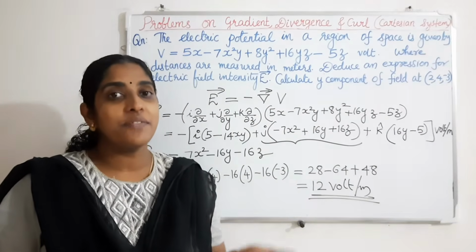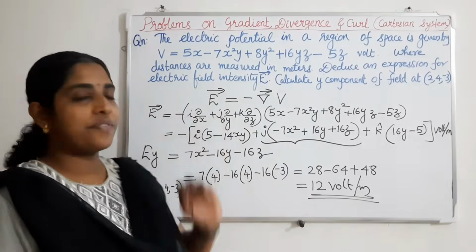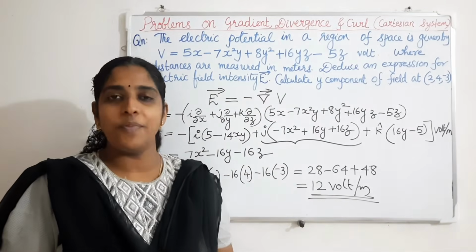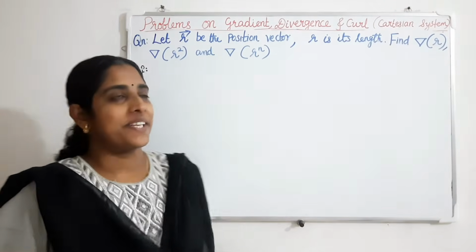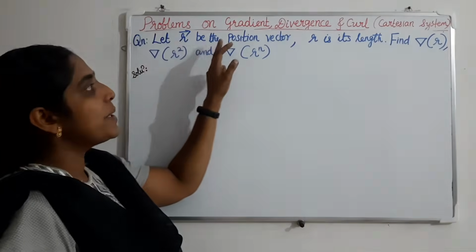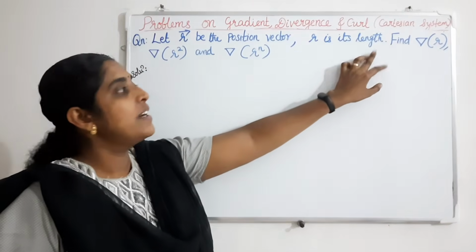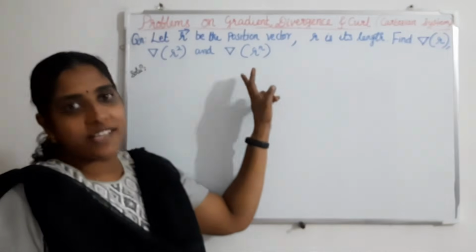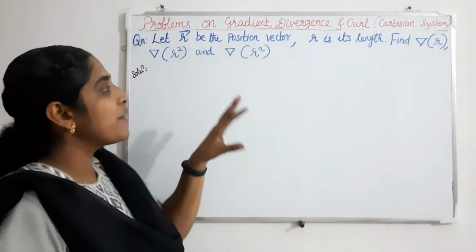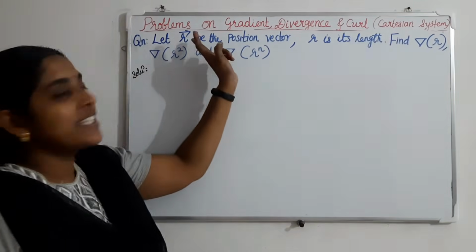So if the potential function is given, from the potential value we can find the electric field as the negative gradient of potential. Here we are using the concept of gradients. See the next question. Let r vector be the position vector, and R its length. Find del of r, del r square, del r raised to n. In this question we have to find the gradient of the magnitude of the given vector.